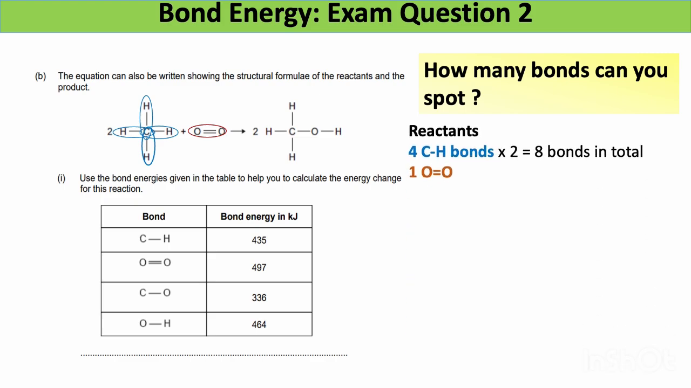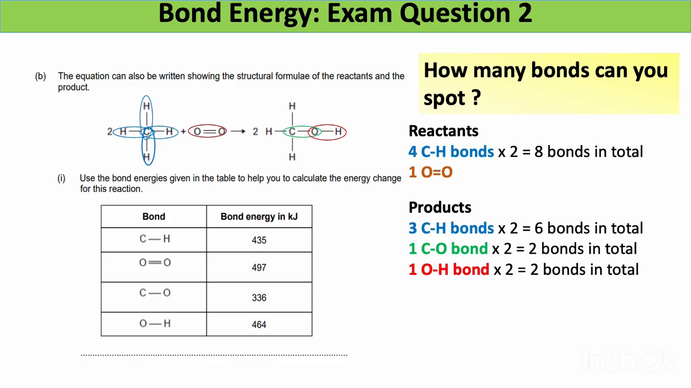Now let's look at the product side. There's an O or oxygen to hydrogen bond. Then we have a carbon to oxygen bond. And then we have a carbon to hydrogen bond. So in total, we have 3 carbon to hydrogen bonds, 1 carbon to oxygen bond, 1 oxygen to hydrogen bond. And again, we have a coefficient of 2. So we times those by the total number of bonds. So it is 2 times the number of bonds that we counted earlier.